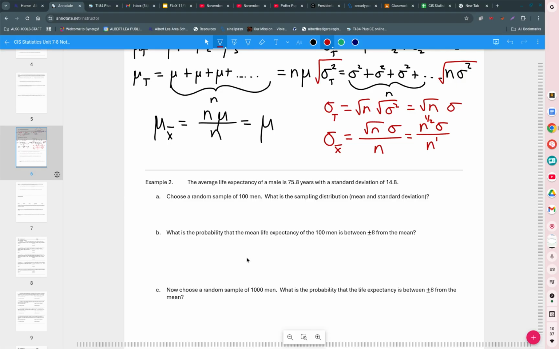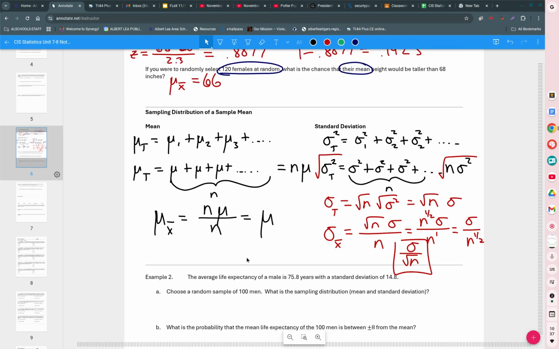And what do we do to the exponents when they have common bases? What do we do to those exponents? We subtract them. And 1 minus 1/2 is just 1/2. And so you get sigma over n to the 1/2. Or in other words, sigma over the root of n. And so this is our standard deviation when we're talking about the mean of a sample. Okay? So we have the mean of a sample. You have to take the standard deviation and divide it by the root of n.